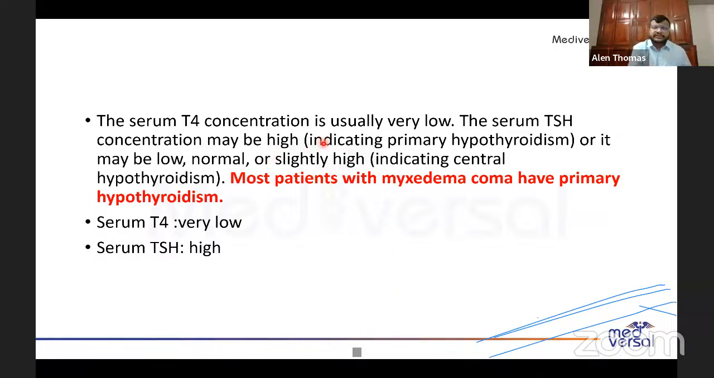The serum TSH concentration may be high, indicating primary hypothyroidism. Just to keep it very simple, of course, there is even central hypothyroidism, but most patients who present have primary hypothyroidism. Serum T4 very low, TSH will be high.